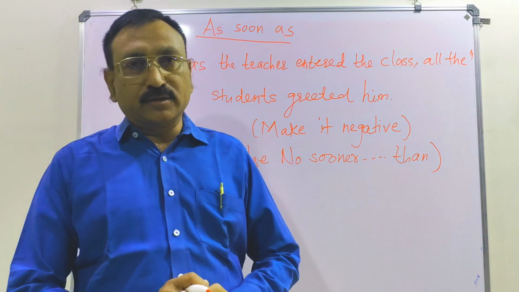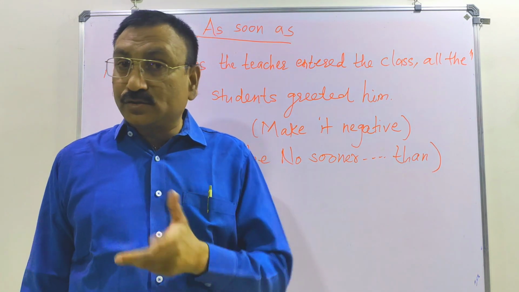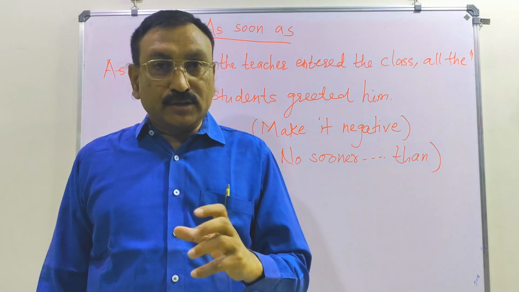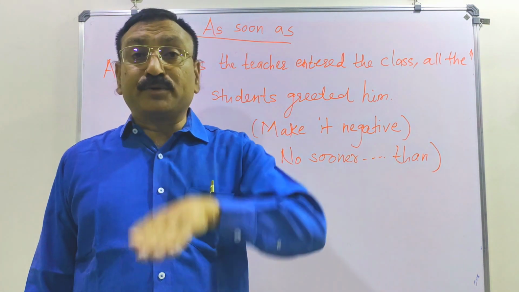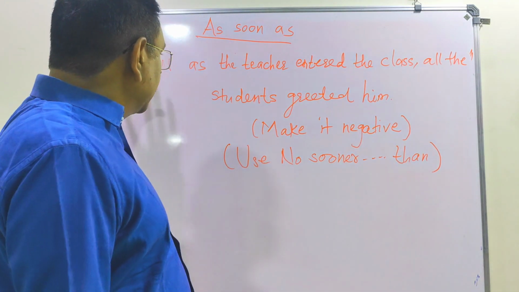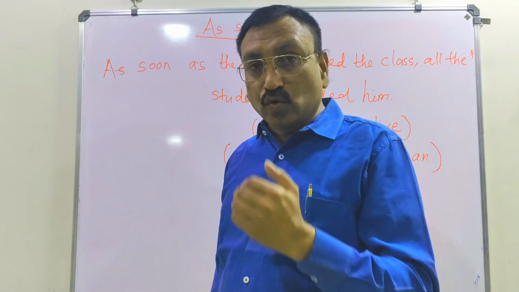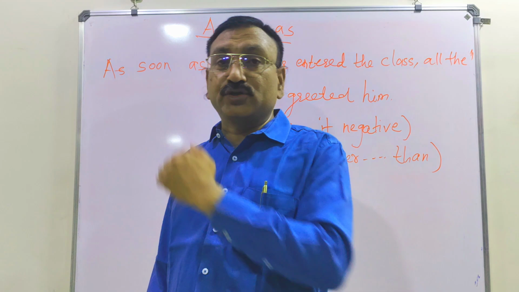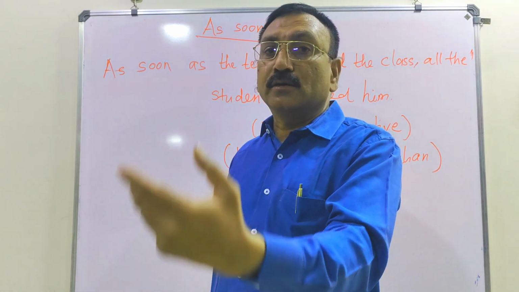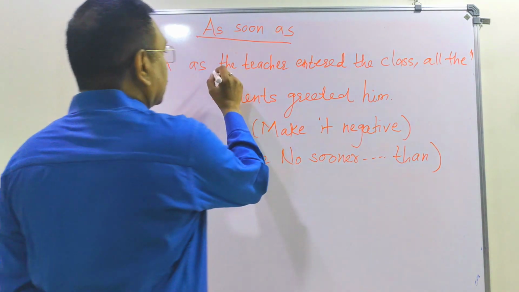Let me clarify that "as soon as" is a conjunction that is used to introduce the incident that will happen immediately after the previous incident has been completed. So the conjunction "as soon as" is used to show a cause and effect relationship, where one incident is followed by another incident. If you look at this sentence, here we have two clauses.